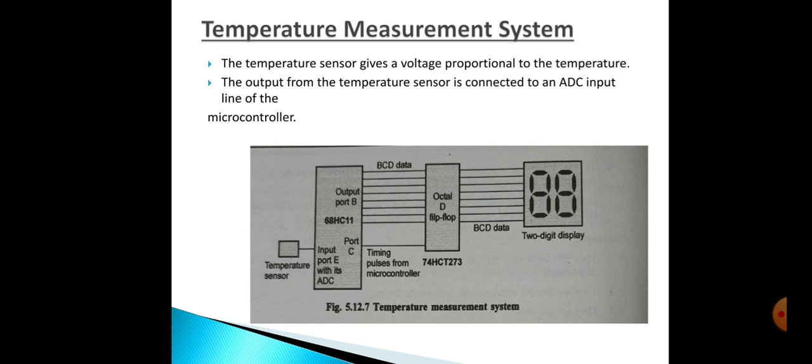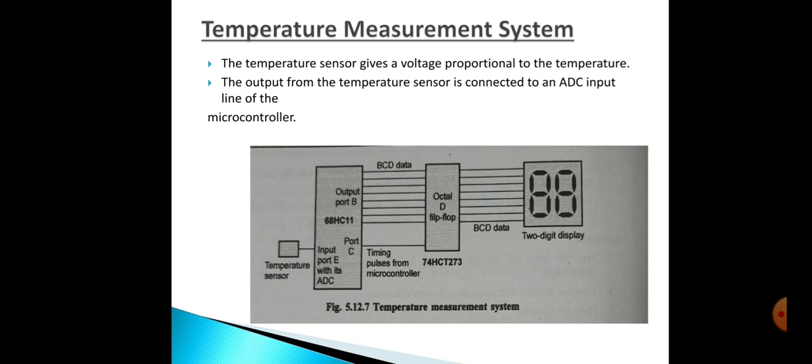The next one, the output of the temperature sensor is connected to an ADC, because your microcontroller understands digital, so it will convert the analog to digital and give it to the microcontroller. Next, the microcontroller is programmed to convert the temperature into a binary output, which can be used to switch the elements of a 2 digit 7 element display.